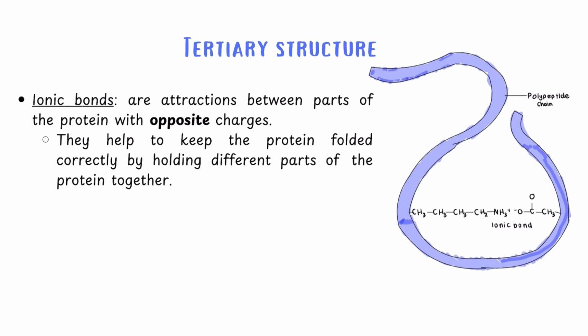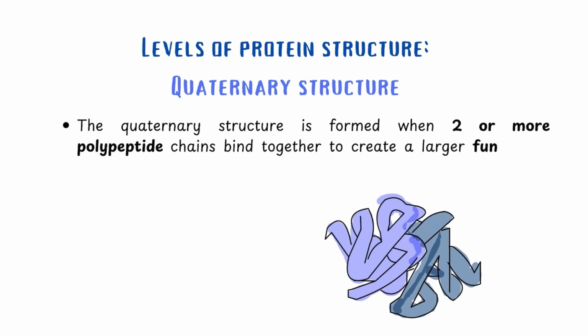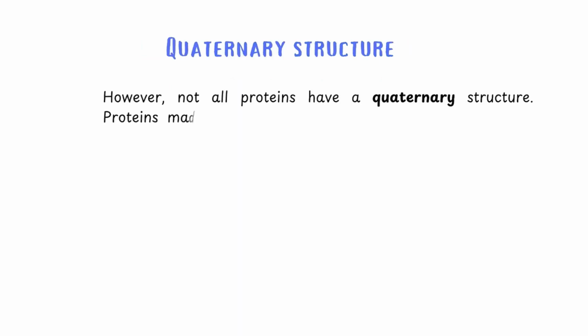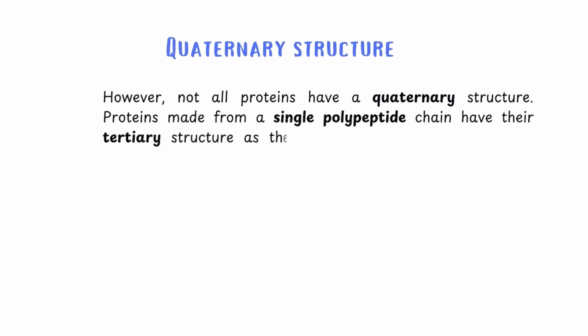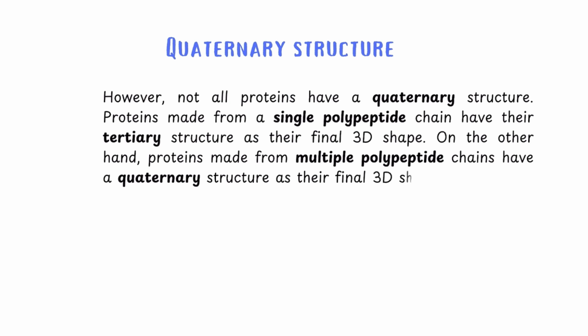The quaternary structure is formed when 2 or more polypeptide chains bind together to create a larger functional protein. Each polypeptide within the quaternary structure still maintains its own folded tertiary structure. However, not all proteins have a quaternary structure. Proteins made from a single polypeptide chain have their tertiary structure as their final 3D shape. On the other hand, proteins made from multiple polypeptide chains have a quaternary structure as their final 3D shape.